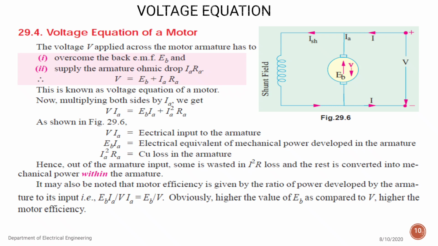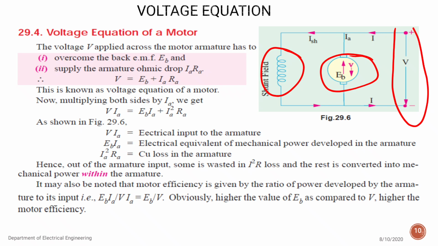Okay, so now the voltage equation. This is the figure of the DC motor. In the figure there is a shunt field, this is an armature, and back EMF is there, EB. Also, voltage is applied across this motor. ISH is the shunt current flowing through the field winding, whereas the armature current flows through the armature. So total I is equal to Ia plus ISH.